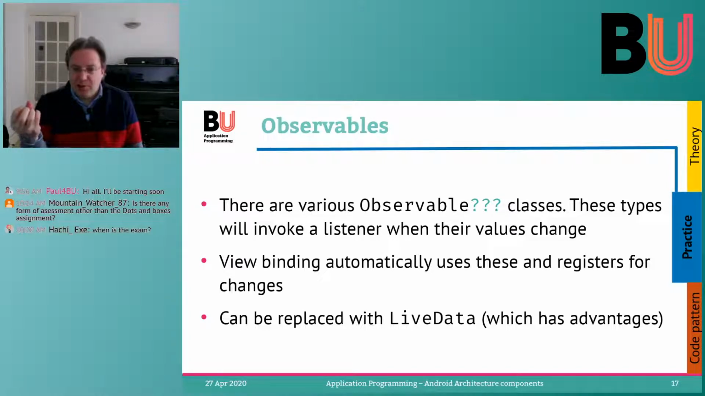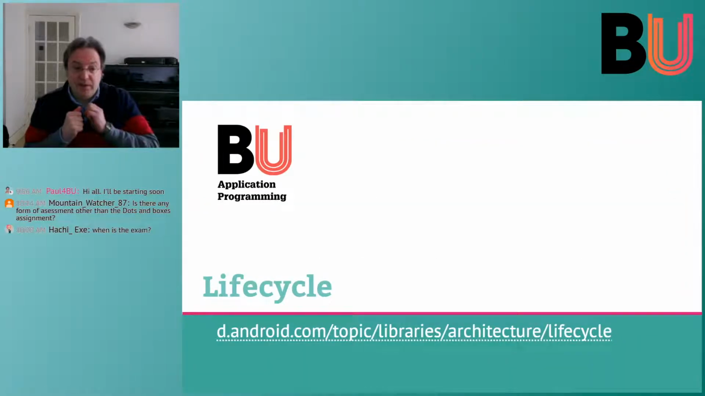However, these are a bit older, so this was done before the architecture components came into being. There is also something called live data, which data binding also understands, which I would suggest you use if possible. There are some other types with a similar purpose that are automatically recognized by data binding. Then the life cycle.